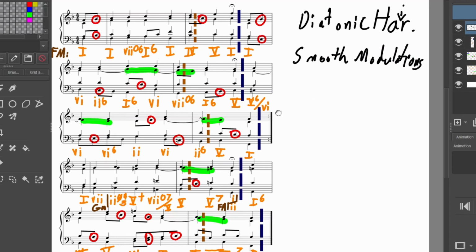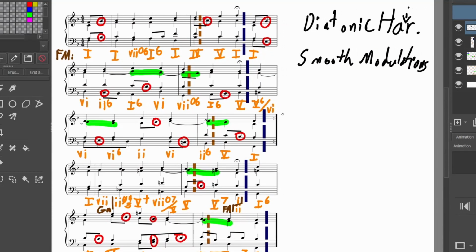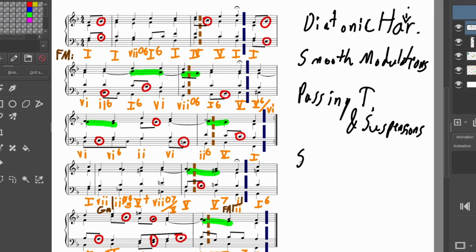And then, non-chord tone wise, we have almost all passing tones. Passing tones and suspensions. And phrase wise, we have very, not standard phrases, but all the phrases are the same. So we kind of have cookie cutter phrases.